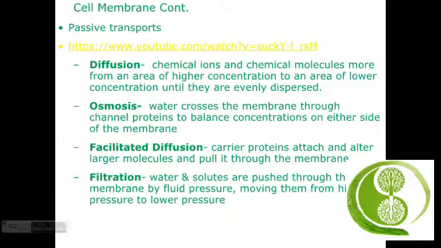First up, we'll be talking about passive transports. I've included a link to a video. You'll be able to access that through your Versal page. I'll let you pause now so that you can go and watch that video and then come back.